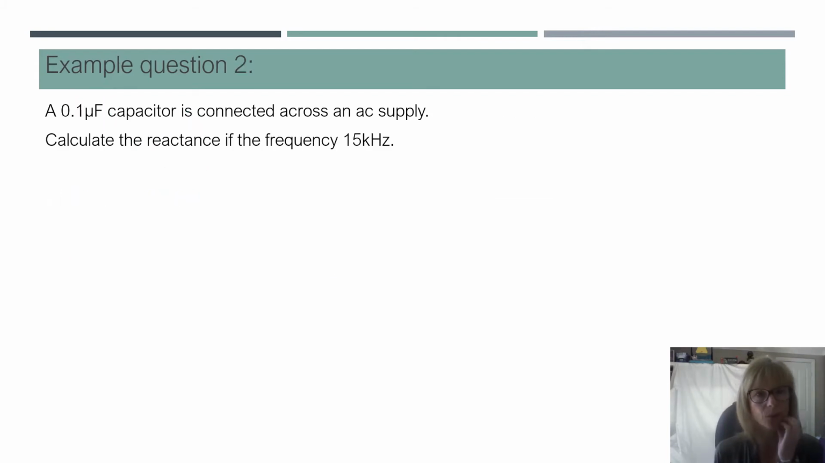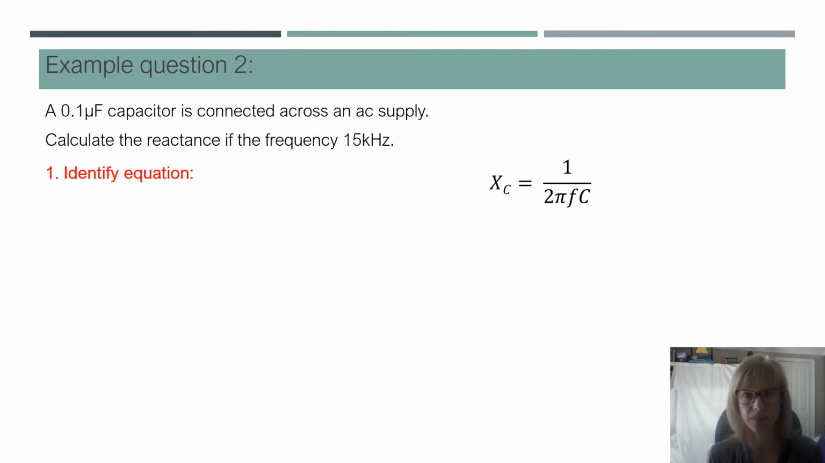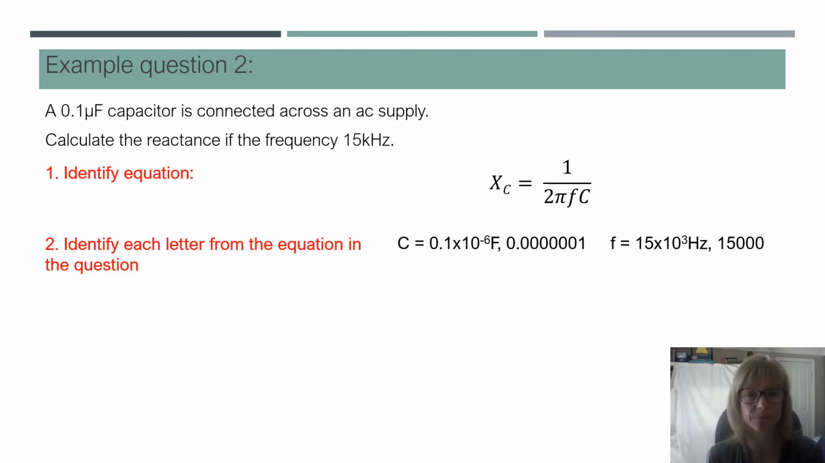Okay, so we're going to look at another question. We've got a capacitor. This time it's 0.1 microfarads, and the frequency of our supply there is 15 kilohertz. So again, look out for those prefixes. Okay, you've got kilo and micro here. Step 1, identify the equation. There we go, same equation again for our capacitive reactance.